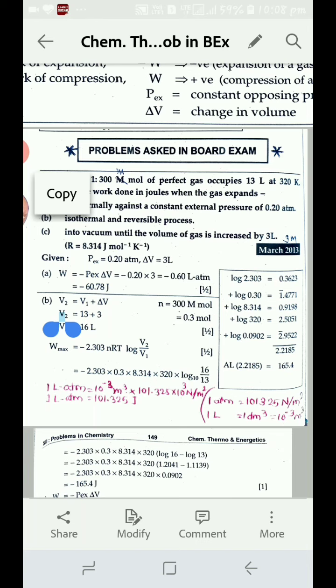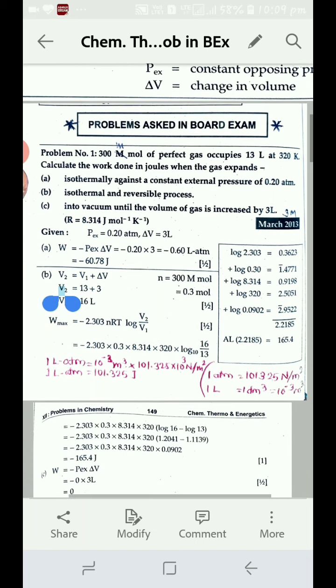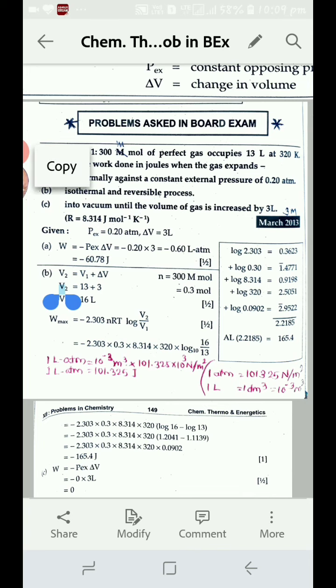at isothermal condition and reversible condition. So we use the simple formula, W is equal to minus P_ex into delta V. So substitute P_ex is equal to 0 and delta V is 3, so your answer is 0. And this answer carries half mark. So this is about the first numerical and the marking scheme about the steps.